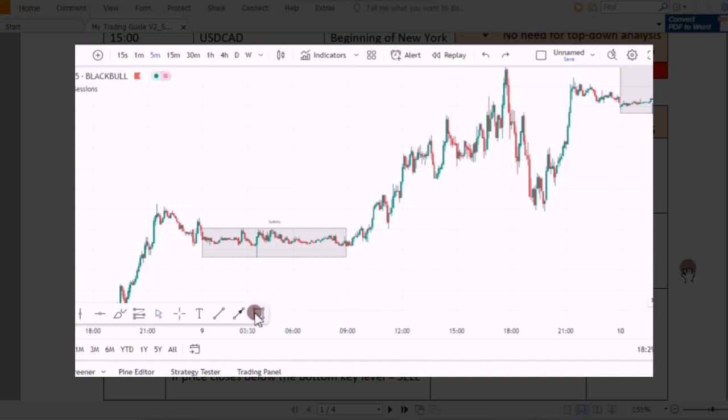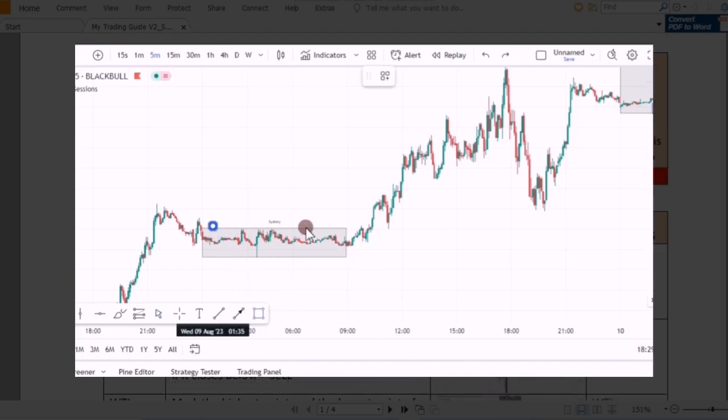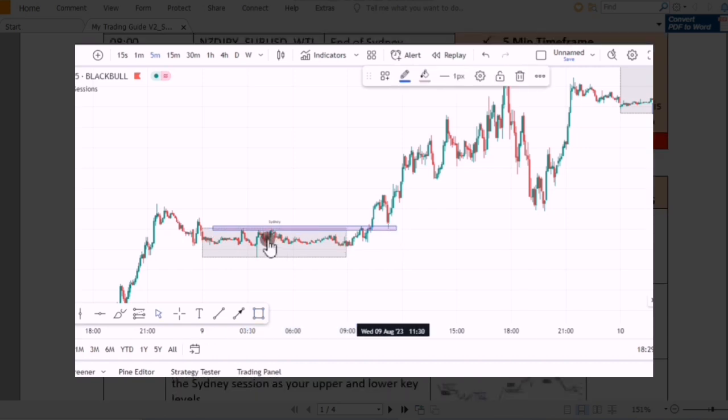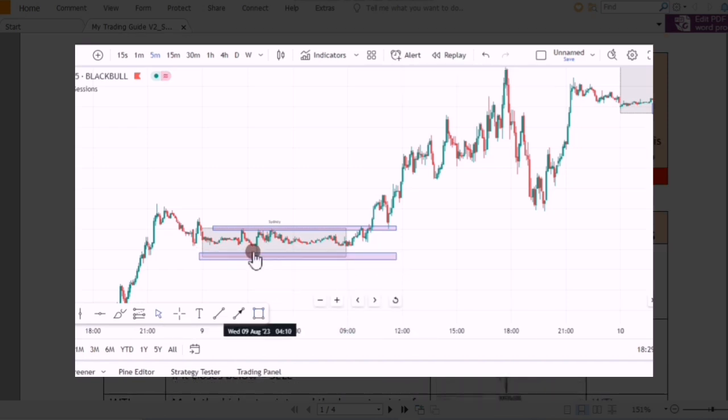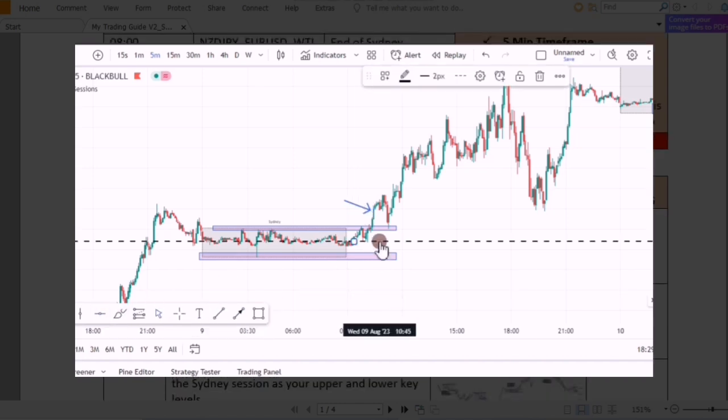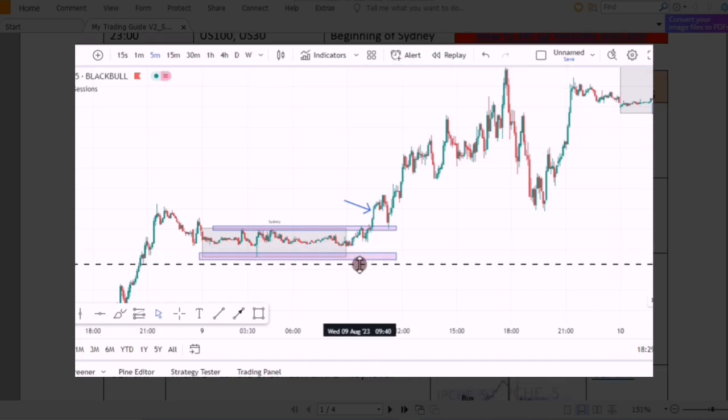Once that session has ended, you highlight the highest point of that session and you highlight the lowest point within that session. I'm going to put it here because of that week. Once you have done that, wait for price to either close above so that you buy or below so that you sell. Once price has closed above with a full candle or two full candles, you can then take your buy trade. You can put your stop loss either between the two key levels depending on your risk, or below that lower key level.